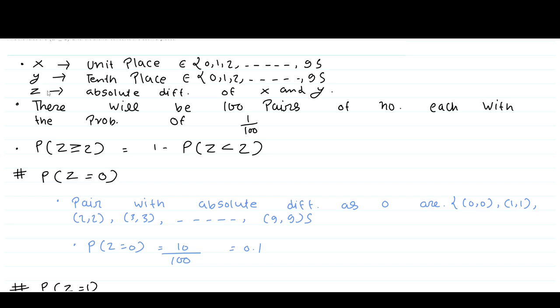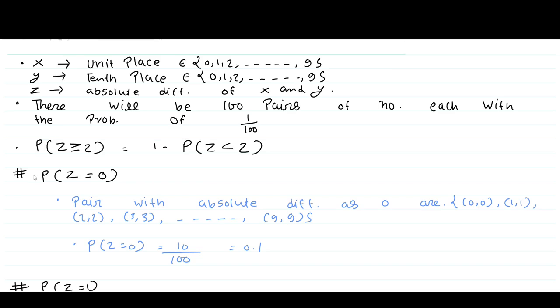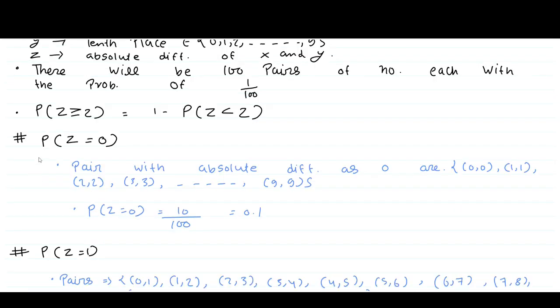If we try to understand the variable z, then it is basically the absolute difference between x and y. From 00 to 99 there are 100 possible pairs of numbers, and each has the probability of 1 by 100. Probability of z greater than or equal to 2 can be written as 1 minus probability of z less than 2. And probability of z less than 2 will be equal to probability of z is equal to 0 plus probability of z is equal to 1.